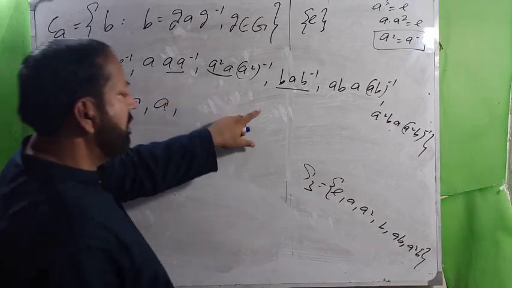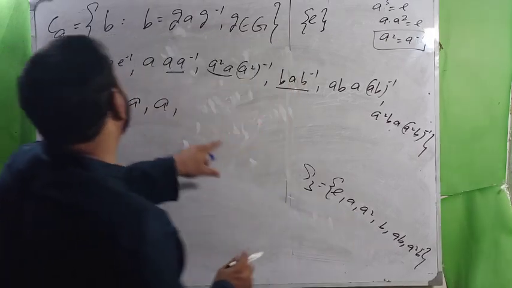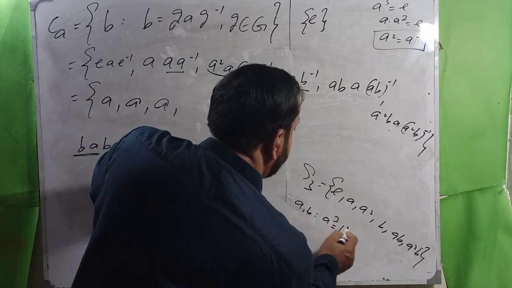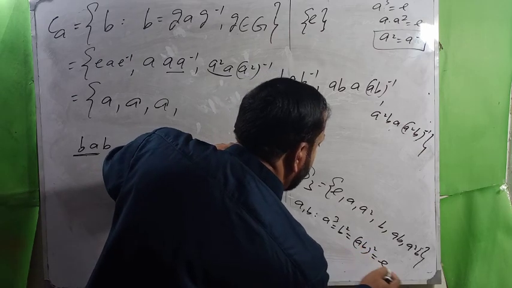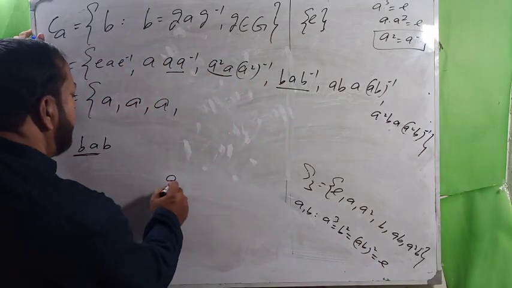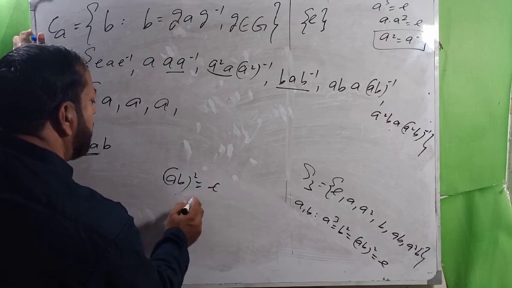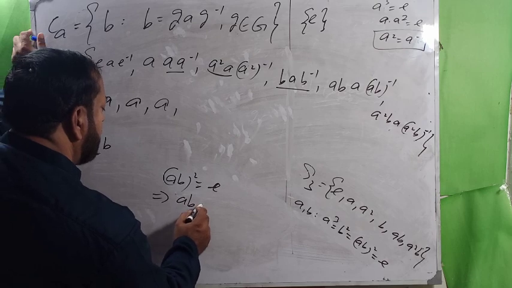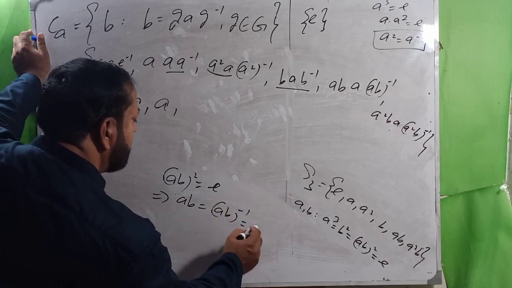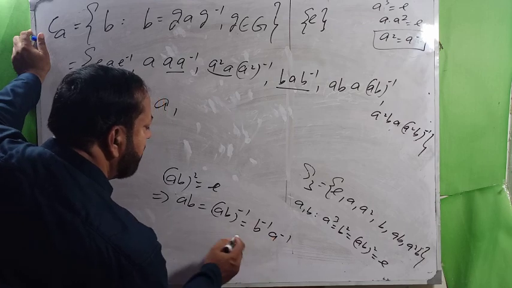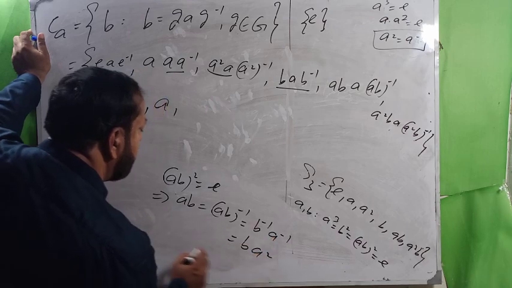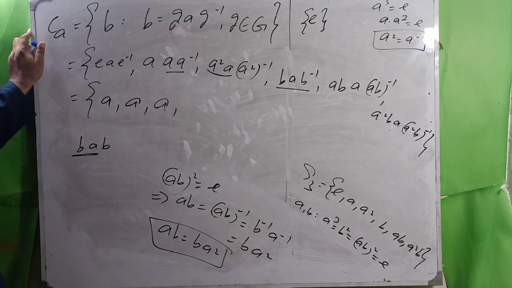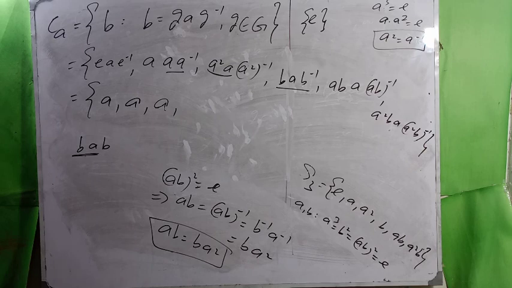We have AB square. The S3 is, remember, A, B with A cube and B square equal to E. AB square is equal to E. So if AB square is equal to E, this means that AB is equal to AB inverse. This is equal to B inverse, A inverse. You know, B inverse is equal to B and A inverse is equal to A square. So AB is equal to B A square. Right?